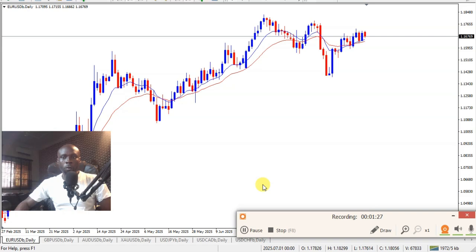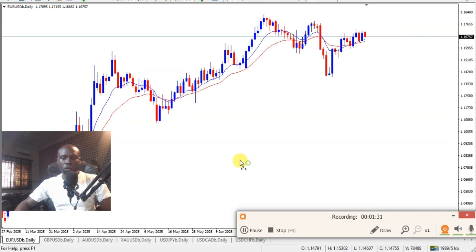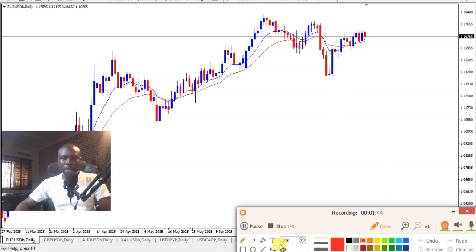EURUSD on my daily chart still has a downtrend structure. So long as we have this downtrend structure, we'll be looking for selling opportunities on the EURUSD. What we expect for EURUSD this week is for us to look for a sell opportunity. We expect price to take out this inner structure before we look for selling opportunities.